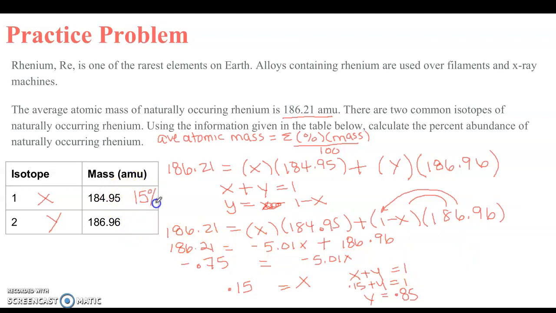Isotope number 1, or X, has a 15% abundance. Isotope Y has an 85% abundance.